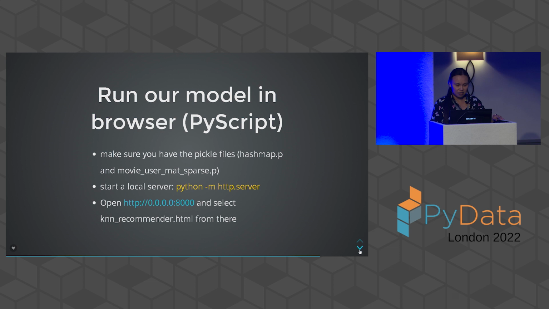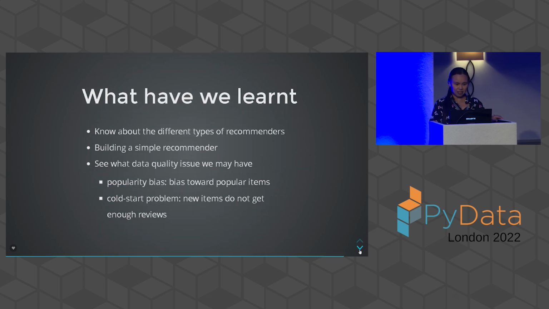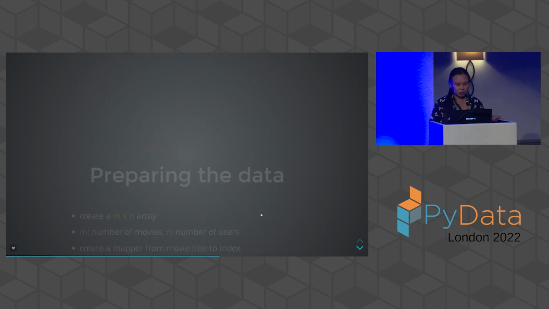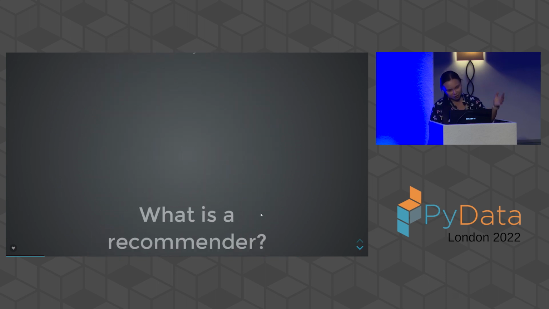If you want to try the PyScript and browser version, you can follow these instructions, which are also in the GitHub repo. PyScript is the thing that lets you run Python in a browser. If you're interested, there will be a talk about it on Sunday, I think. I will leave this for later. Let's go look at the code.